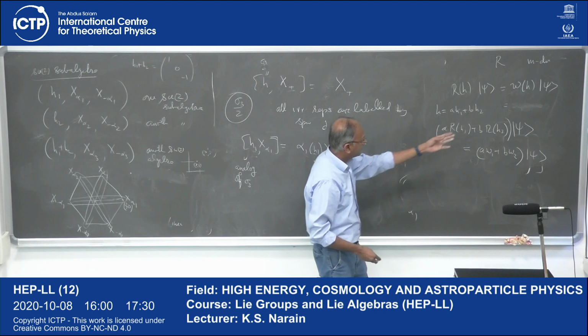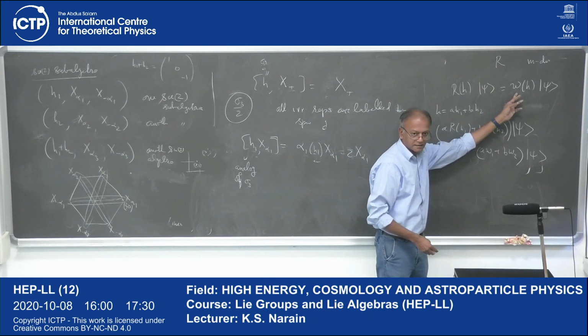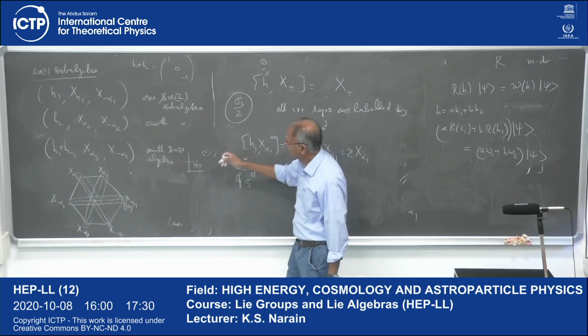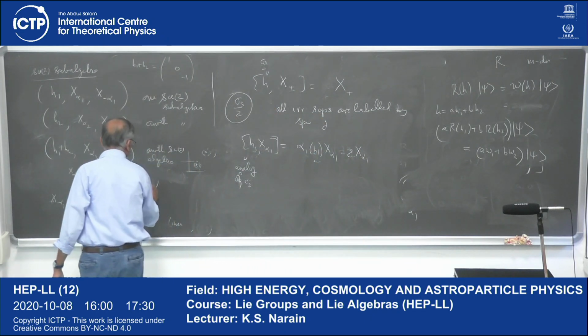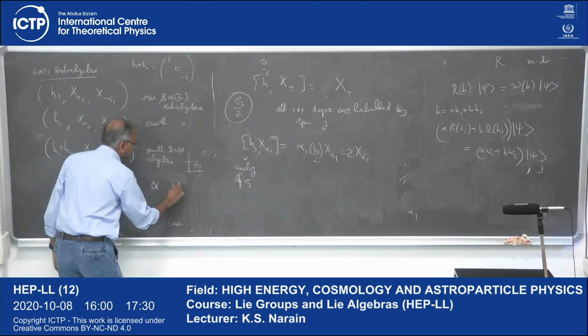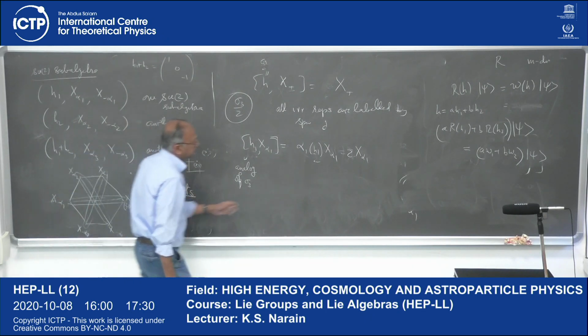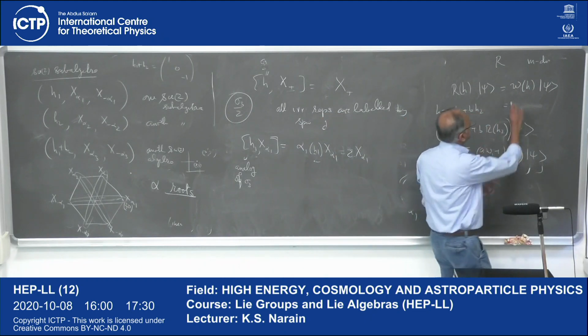So these are called weight vectors. Those were called root vectors. So these alphas were called roots. This is not root vectors, roots. W's are called weights.